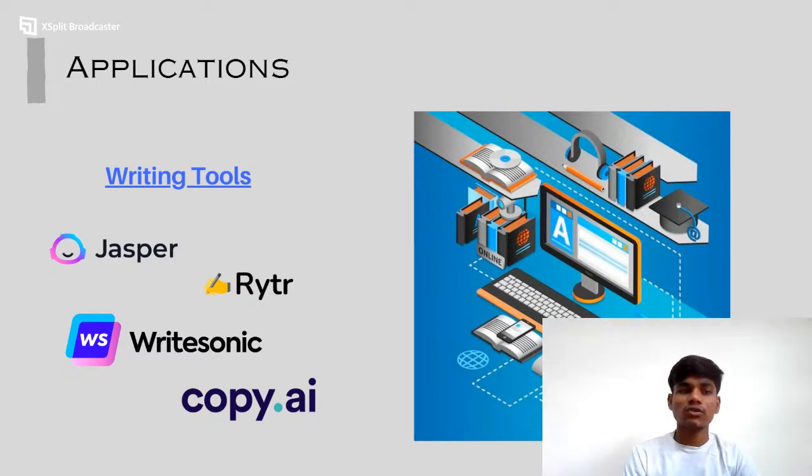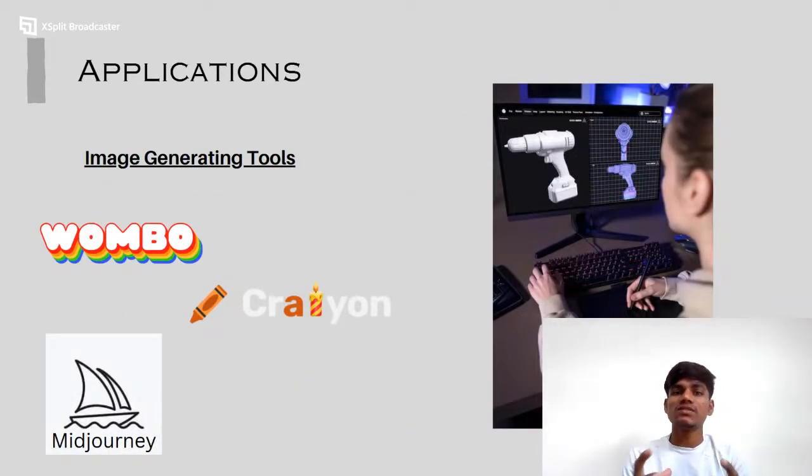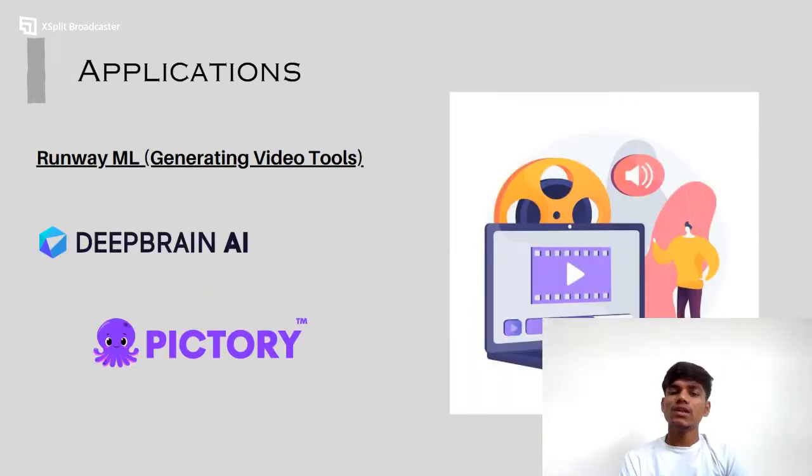So let's look at some of the image generating tools created by AI. Umbo, Crayon, Mid Journey, these are the tools created with generative AI, where you can generate images by entering a particular prompt which is required for you. And next we will learn about Runway ML. Runway ML generates videos from AI.